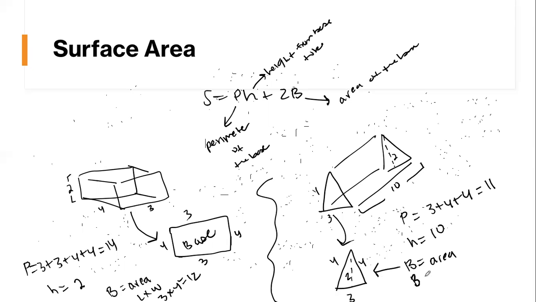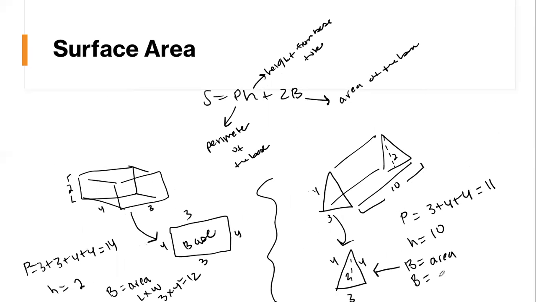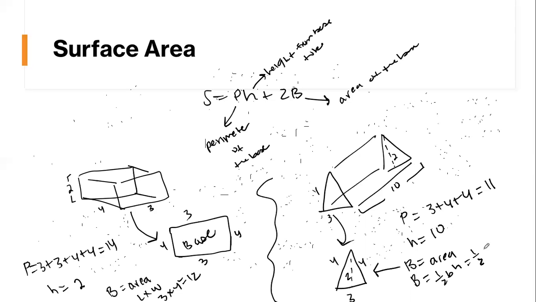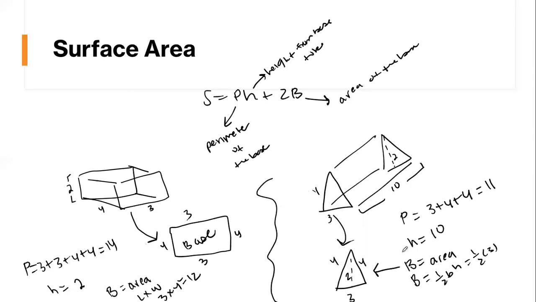When I look on my formula chart, the area of a triangle is 1/2 base times height. The base here is 3, so 1/2, 3. And the height of my triangle is 2, so 3.